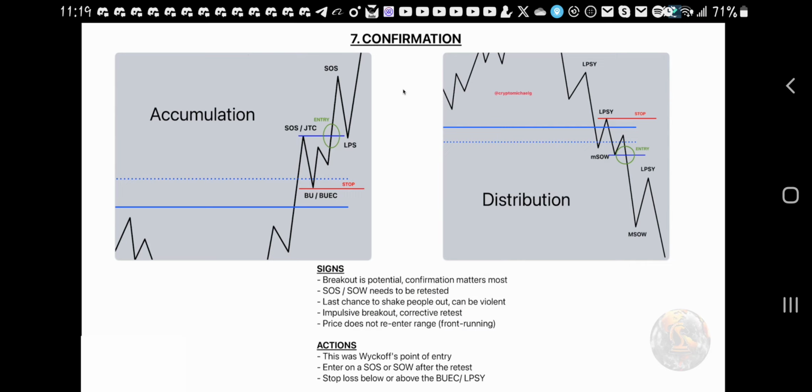So in a bullish accumulation, if you see on the screen, SOS means show of strength. It's also called jump the creek. A creek is like a river. And the analogy, I guess, is that once you jump over the creek, there's no going back, right?